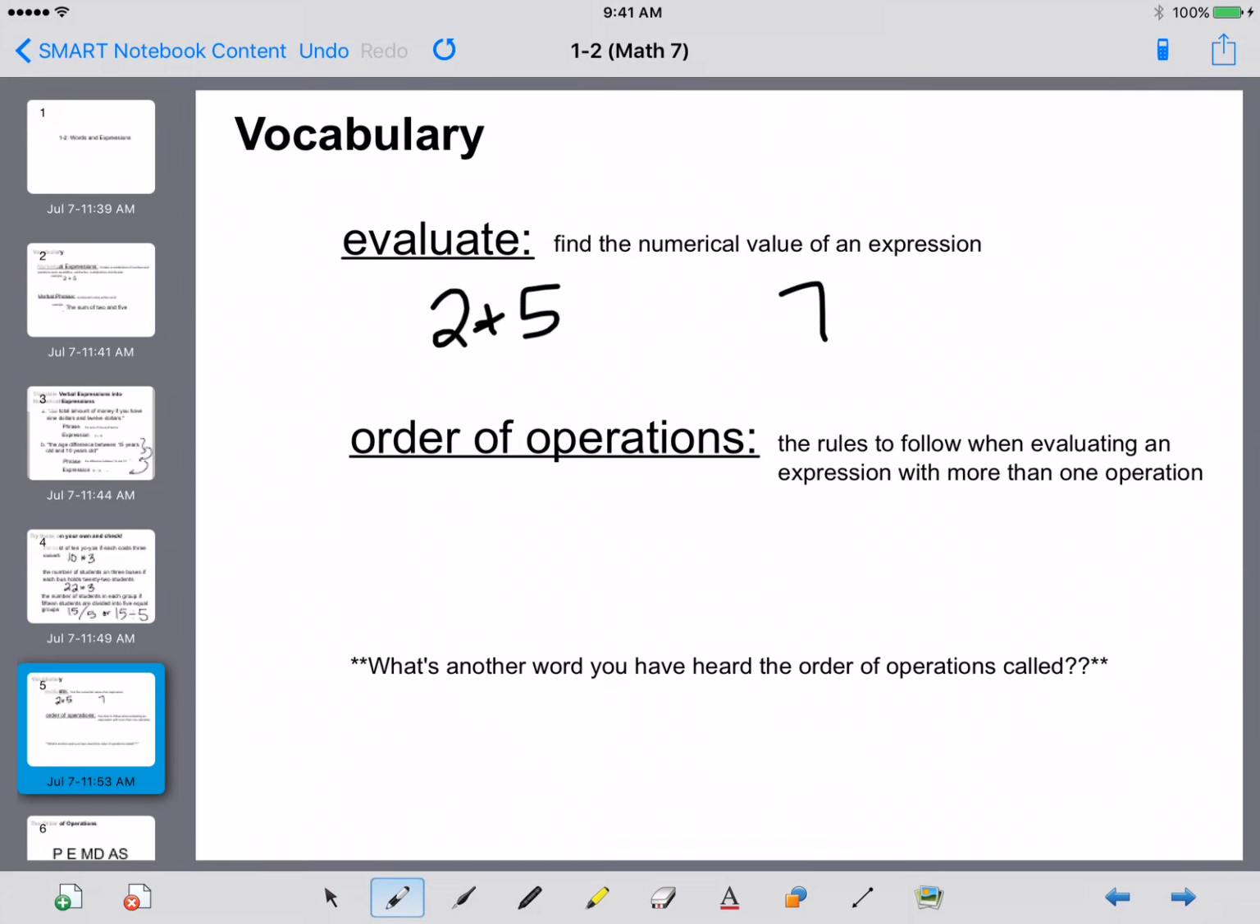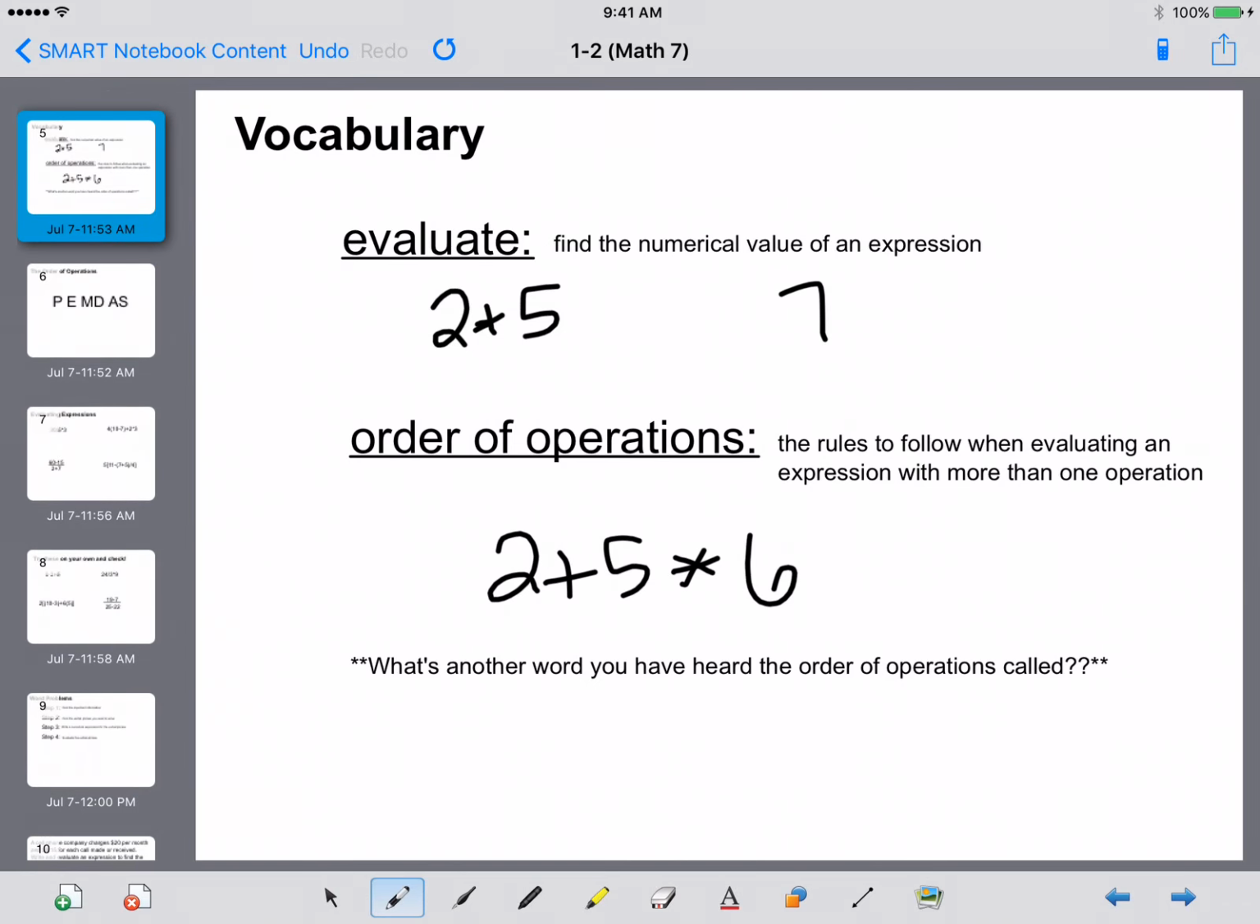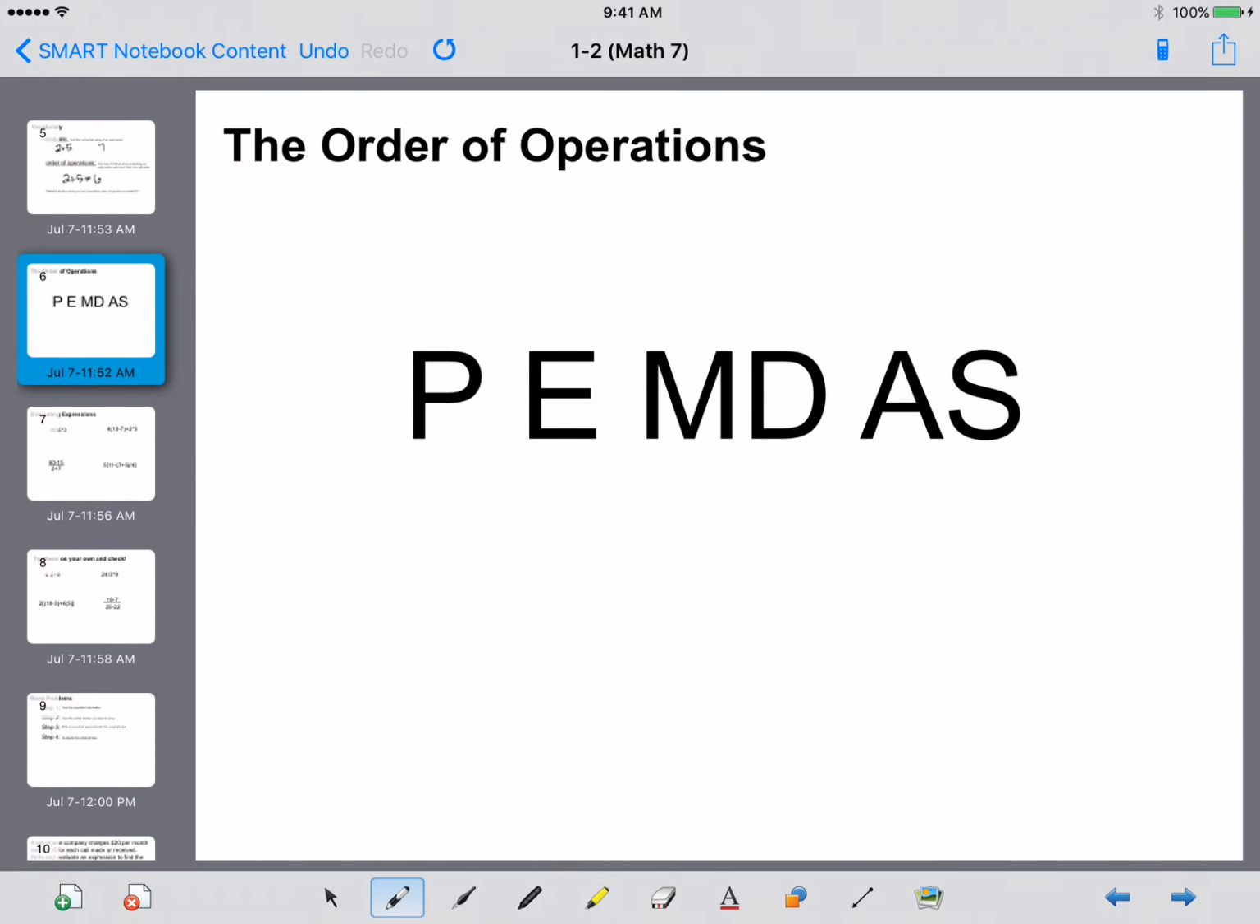And then we have our order of operations. The order of operations is the rules to follow when you're evaluating an expression with more than one operation. So that would be our 2 plus 5 times 6, right? And what's another word that you've heard the order of operations be called? You guessed it, PEMDAS. PEMDAS is the order of operations.